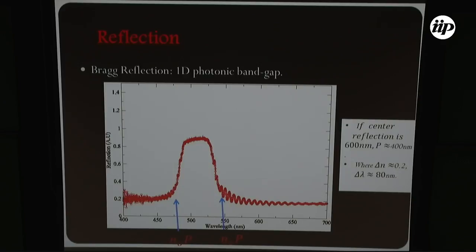So it reflects circularly polarized light in the same sense as the rotation of the helix. This photonic bandgap is defined by the ordinary refractive index times the pitch on the left side, and the extraordinary refractive index times the pitch on the other side. So if you look here, if the center is around 600, which it should be here, you get a pitch length of about 400 nanometers. Okay.